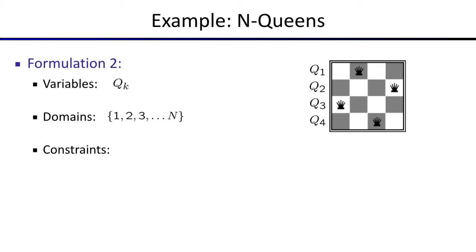So now, it works just as well with rows. That's what we've drawn here. So in the first row, our variable is q1. Where is the first queen? And the answer is, it's in the second position. So the assignment is q1 is 2, q2 is 4, q3 is 1, and q4 is 3. What are the constraints now? Let's think of an implicit representation, because those are usually a lot easier to think of as humans than the explicit ones.